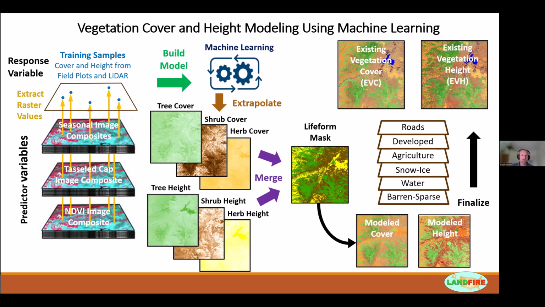Every year we update agriculture because there's a new cropland data layer every year, and we update developed as much as we can. We use NLCD for that, and also building footprints to identify burnable and non-burnable developed lands. And then roads we are getting from NLCD as well, but we're looking at other sources for roads. And then that gives us our final EVC and EVH maps.